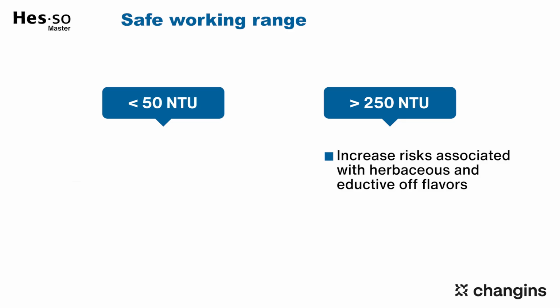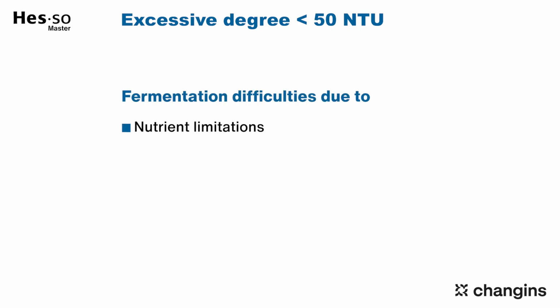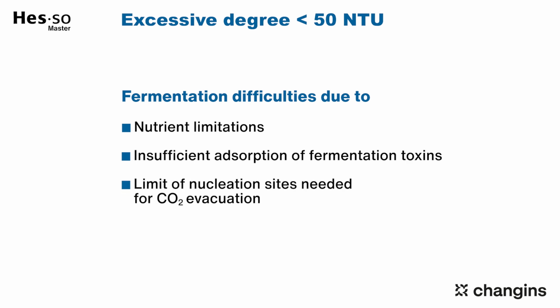Extremely low turbidity can directly reduce fermentation kinetics and alter yeast population dynamics, while increasing the production of volatile acidity. Musts clarified to an excessive degree may struggle to complete fermentation due to nutrient limitations, insufficient adsorption of fermentation toxins, and an inadequate number of nucleation sites needed for CO2 evacuation.